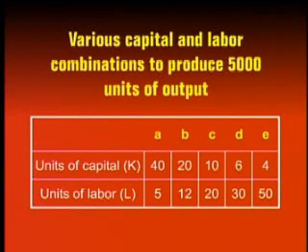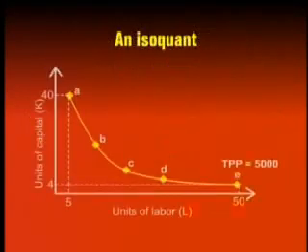Now these alternative techniques for producing a given level of output can be plotted on a graph. The points are joined to form an isoquant. The figure here shows the 5,000 unit isoquant corresponding to the table. The isoquant shows the whole range of alternative ways of producing a given output. So not only does it have point A, point B, point C, point D, point E on it, it also includes all the intermediate combinations of capital and labor which can be used to produce the same 5,000 units of the good.